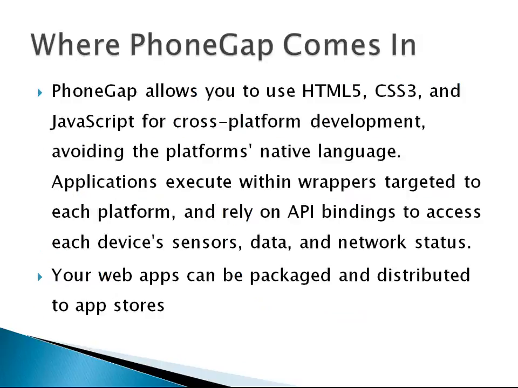So that brings us to where PhoneGap comes in. It allows you to use HTML5, CSS3, and JavaScript for cross-platform development, avoiding the platform's native language. Applications execute within a wrapper that is targeted to each platform, and they rely on API bindings to access each device's sensors, data, and network status. With PhoneGap, you can access the camera of a phone, the notification system, geolocation, pretty much everything. Your web apps can be packaged and distributed to app stores, which obviously is a big plus.